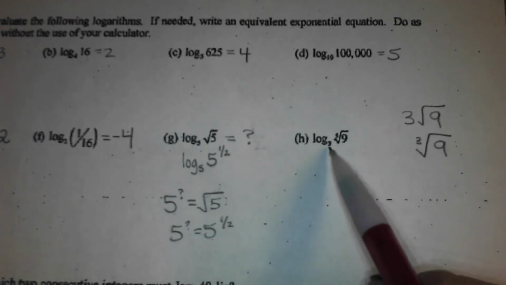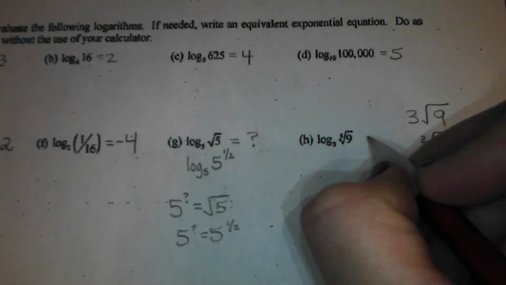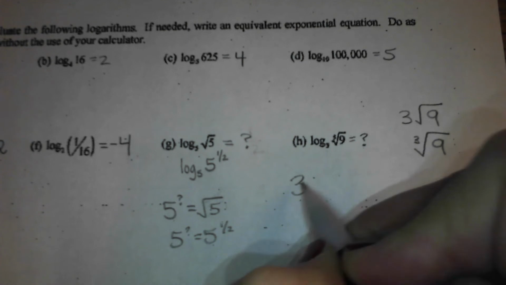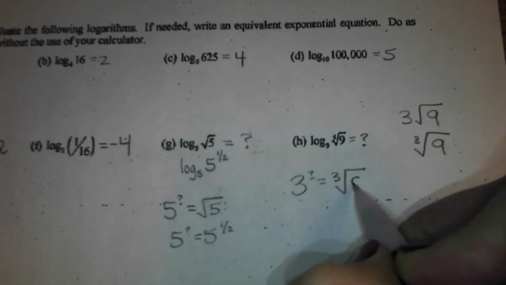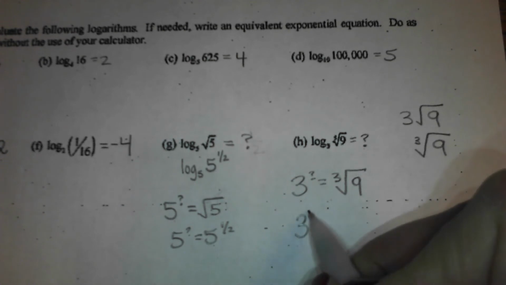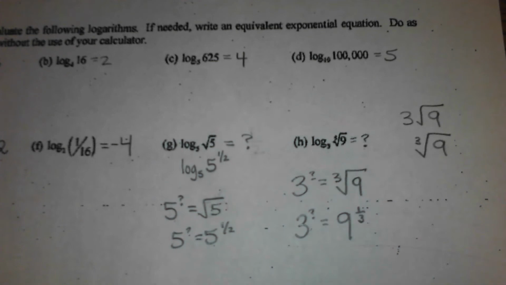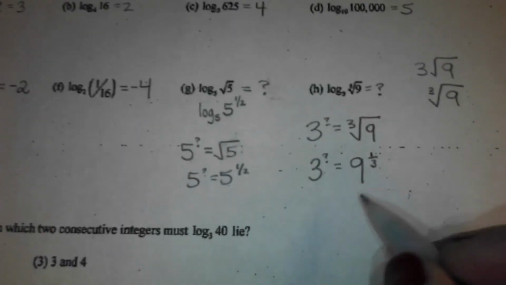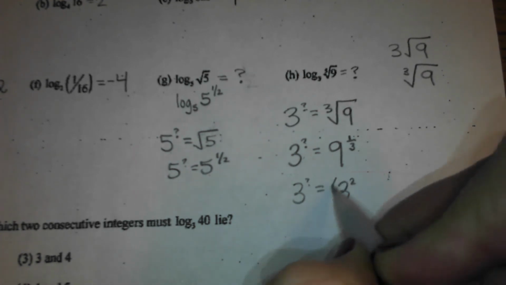So this is log base 3 of the cubed root of 9. We're going to pretend that's a 3. So essentially we're trying to figure out what that equals. So 3 to what power equals the cubed root of 9. And so 3 to what power equals 9 to the 1/3. Now we can do our common base stuff from yesterday, because 9 is the same thing as 3 squared.